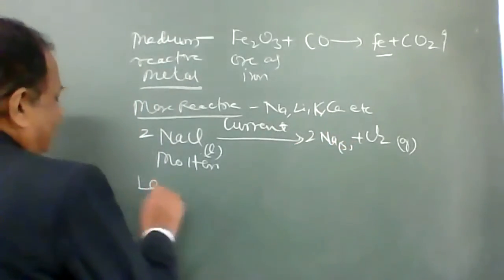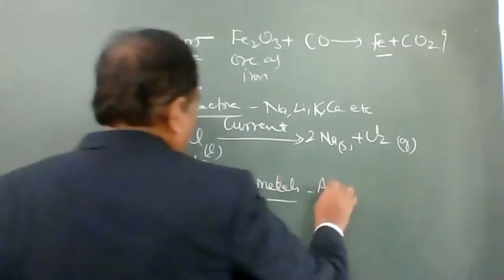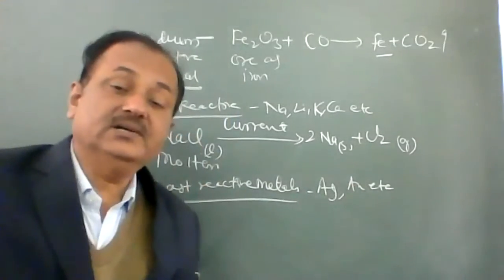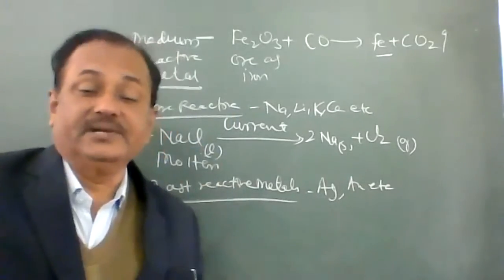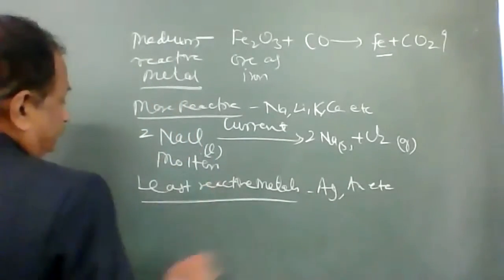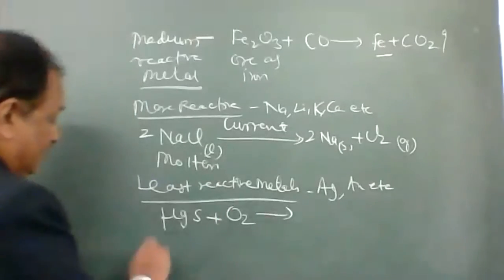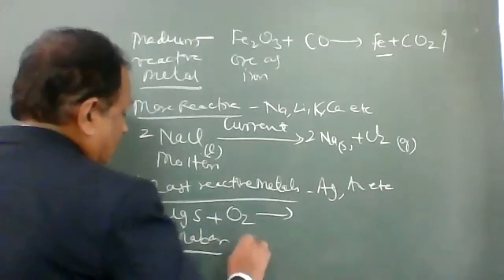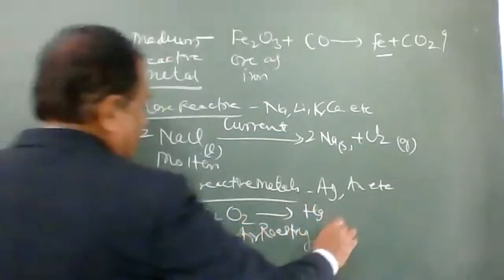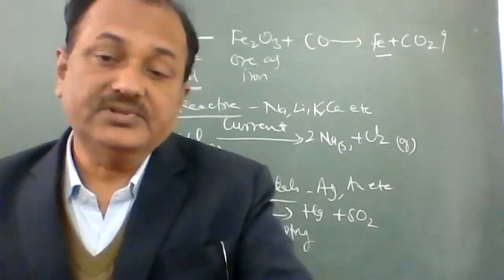Now coming to least active metals, like silver, gold, etc. These metals are obtained mostly in their native state found in nature, or they can be obtained by use of reactive metals. Like mercury sulfide, HgS. Mercury is a least active metal. This is the ore of mercury, cinnabar. This is in the presence of oxygen or air, roasting. So there are different ways to extract metals from different ores in different categories.